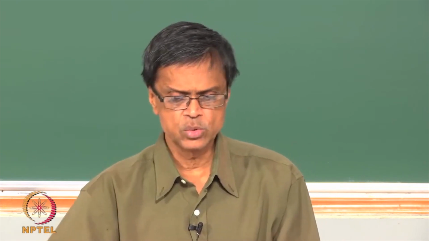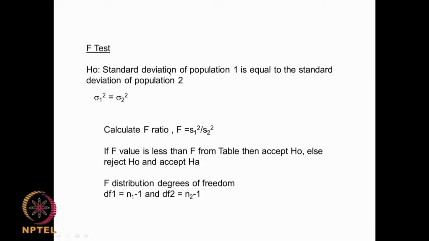The H naught in an F test is that the standard deviation of population 1 is equal to the standard deviation of population 2. Actually, we should not use standard deviation, we should use variances, because variances are additive whereas standard deviations are not additive. Why? Because you take a square root of the variance to arrive at the standard deviation, so obviously it is non-linear. Non-linear cannot be additive, whereas variances are additive. So the null hypothesis in an F test is sigma 1 square is equal to sigma 2 square.